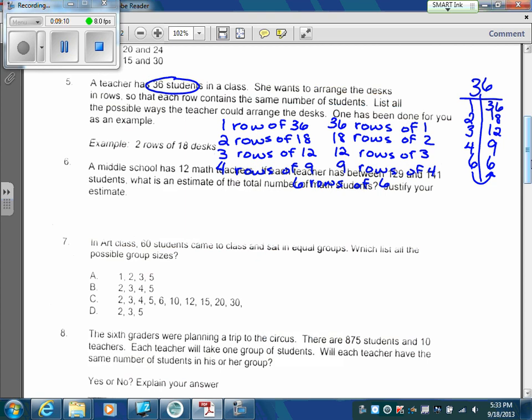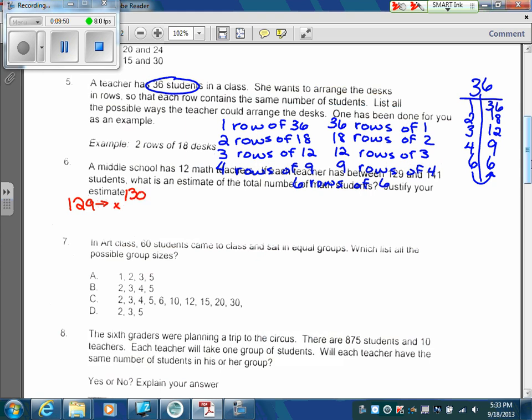Number 6, a middle school has 12 math teachers. If each teacher has between 129 and 141 students, what is an estimate of the total number of math students? And justify your estimate. Okay, so we have 12 math teachers. 12 math teachers is not an estimate, that is an exact number. There are 12. But each teacher has somewhere between 129 and 141. There's your estimation piece. 129 is really close to a nice round number of 130. So I'm going to change my 129 and make it a nice round number of 130.